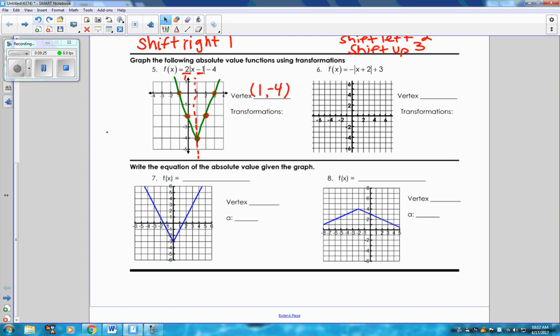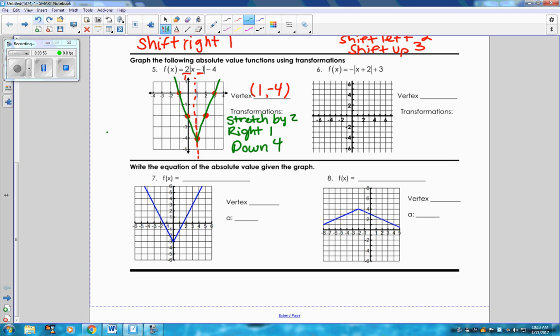Now it also asks for my transformations. From the parent function, what did I do with this graph? I stretched it. How did I stretch it? What did I stretch it by? I stretched by 2. You said I moved it. How did I move it? So I went right 1, down 4.